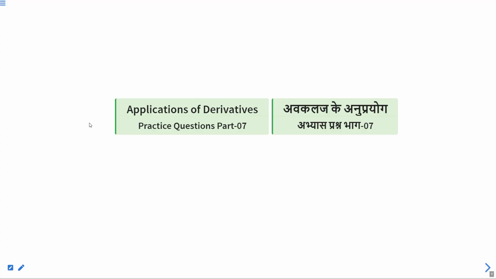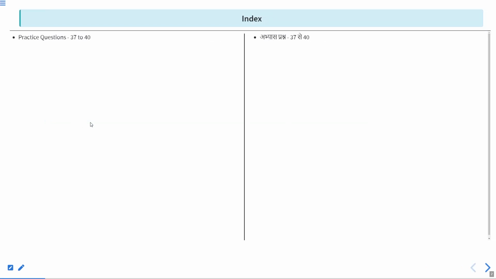Hello everyone. In today's lecture, we will see some more practice questions based on applications of derivative. So let's start. Practice questions from 37 to 40. In the last class, we discussed till question number 36. We have seen a lot of different types of questions, right? So in this lecture also, we will see some more types of questions based on applications of derivatives.